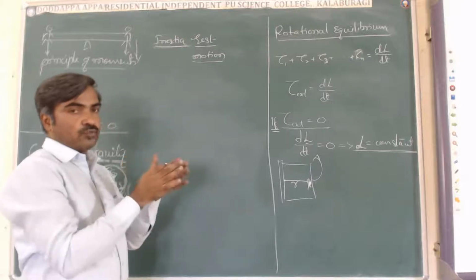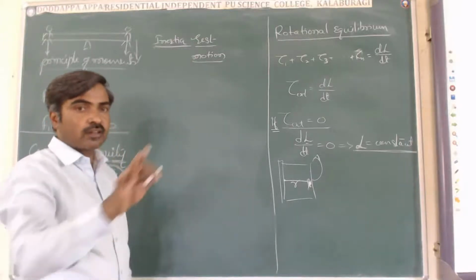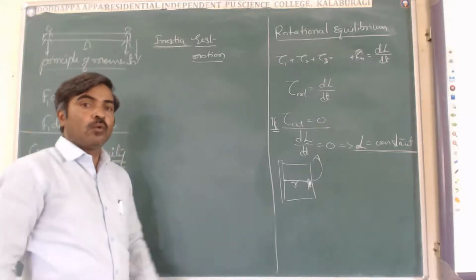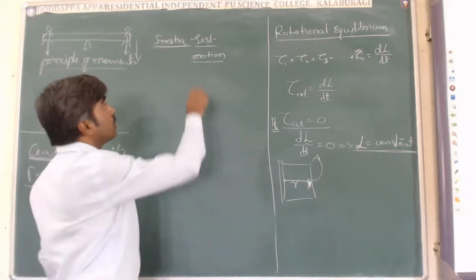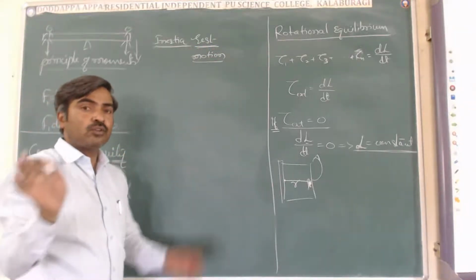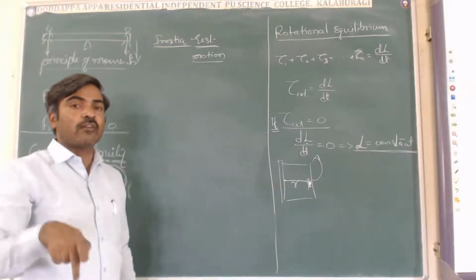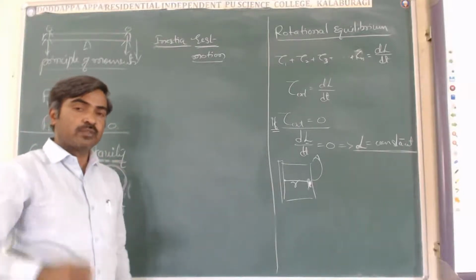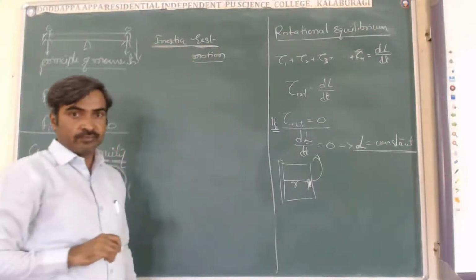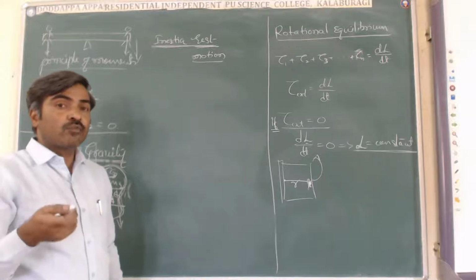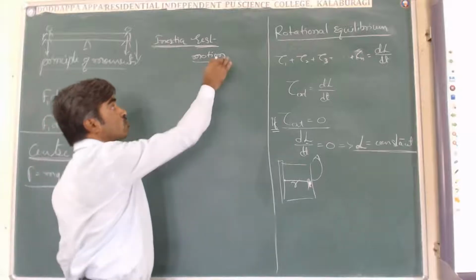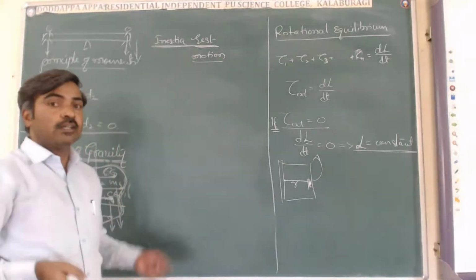If any object, like a duster kept on the table, or books kept on the table, or the desk in the classroom, will remain there stationary, that is at rest, until and unless an external force is applied to displace them. That is, the desk will have inertia of rest, which means it will continually be in a state of rest. That is called inertia of rest. Likewise, inertia of motion means the bodies will continue in motion until and unless any force is applied to stop them. That is called inertia of motion.